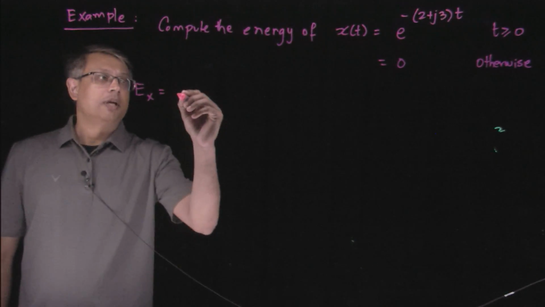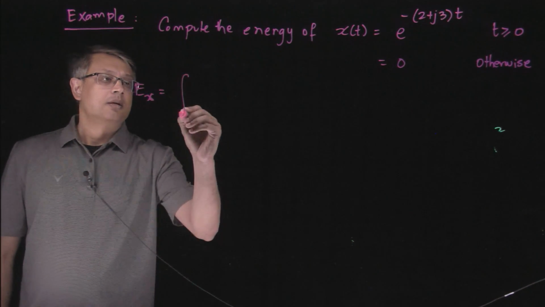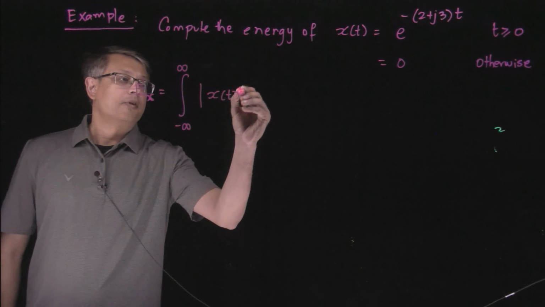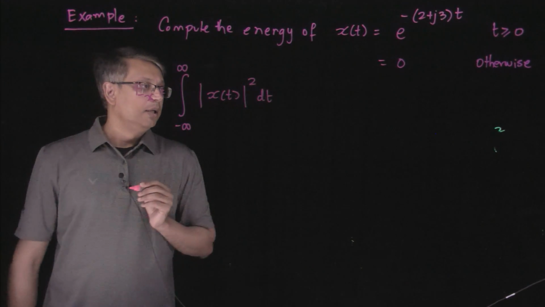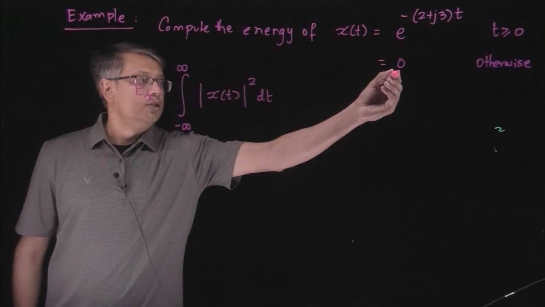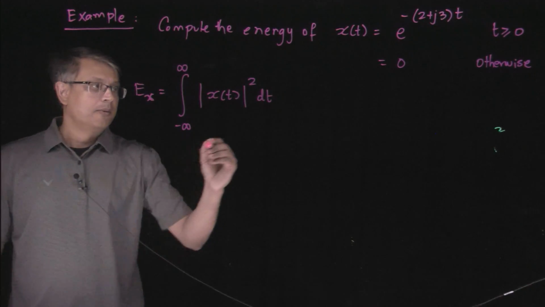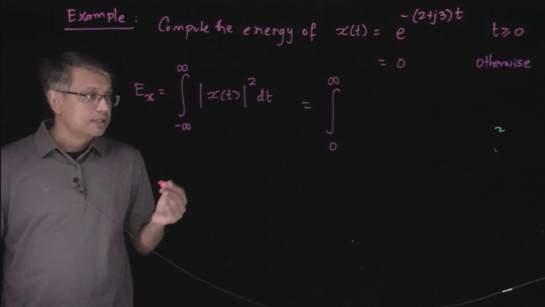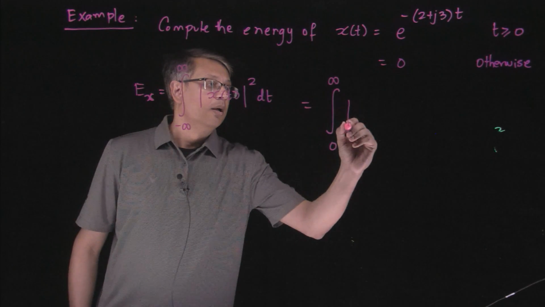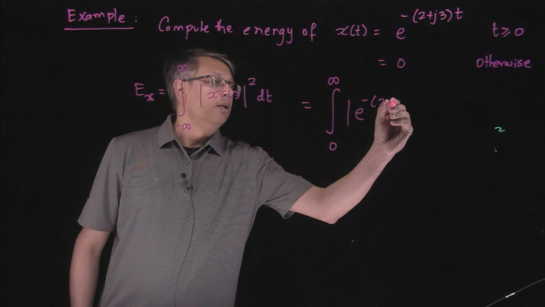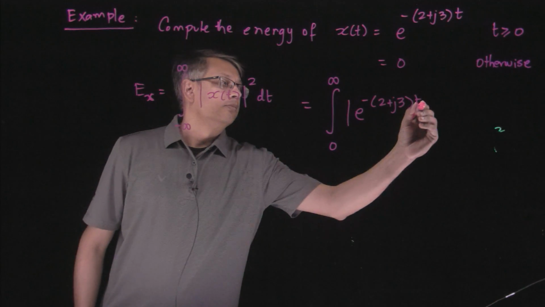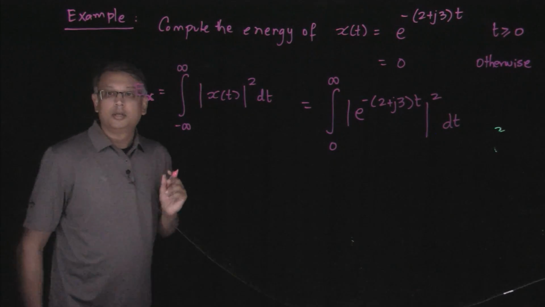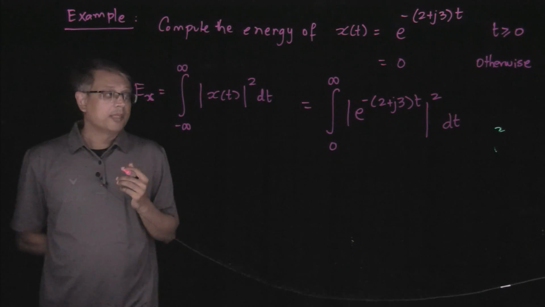We know that the definition of the energy of x is integral negative infinity to positive infinity, the magnitude of x of t squared dt. Now, since the signal is 0 when t is less than 0, this integral becomes the same as the integral from 0 to infinity of the magnitude of e to the negative 2 plus 3j times t, squared.